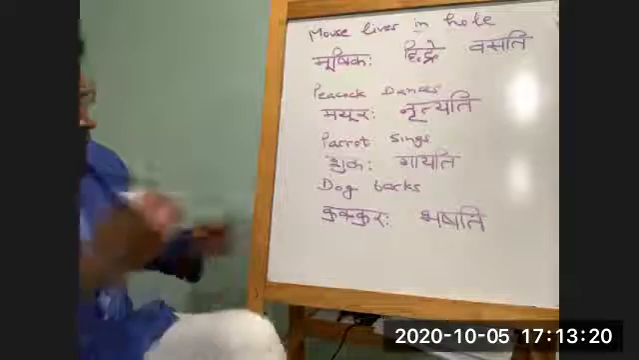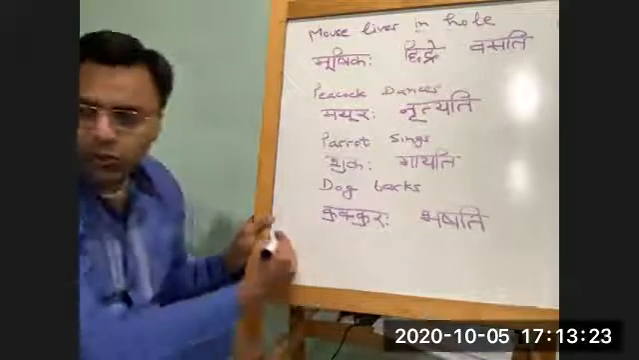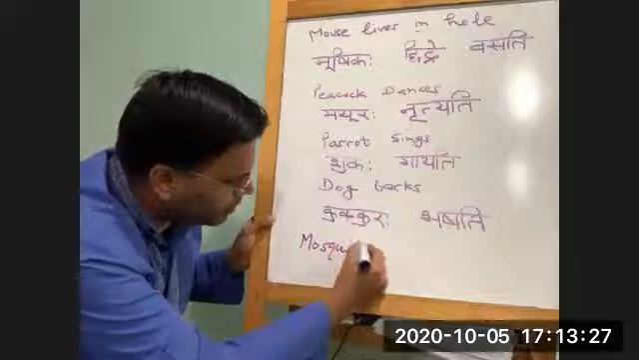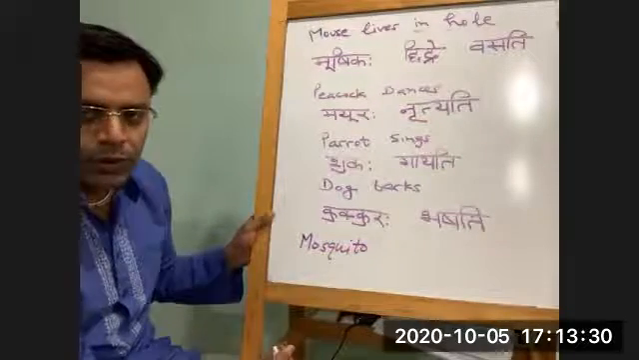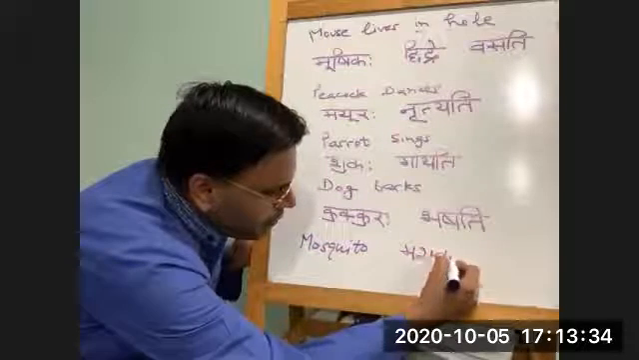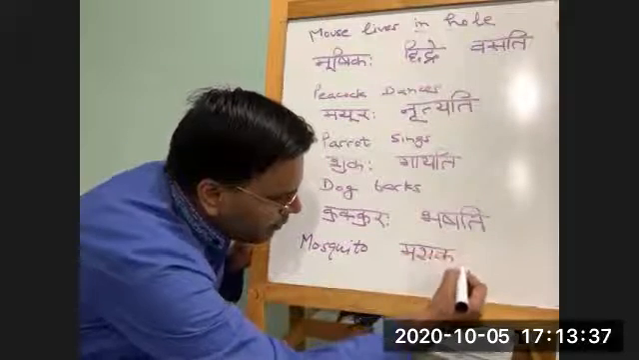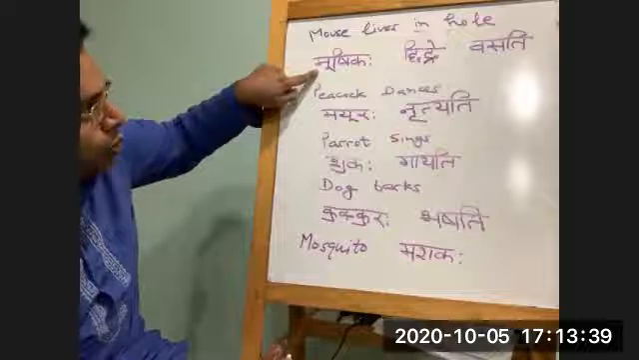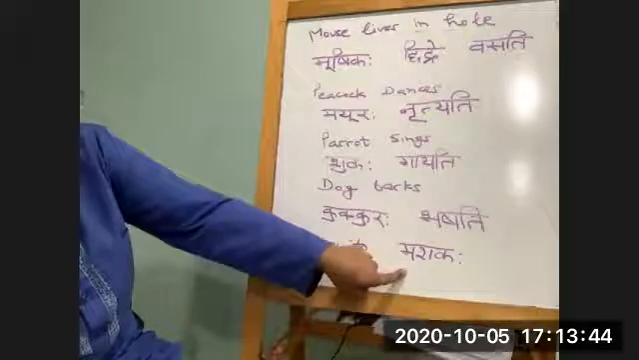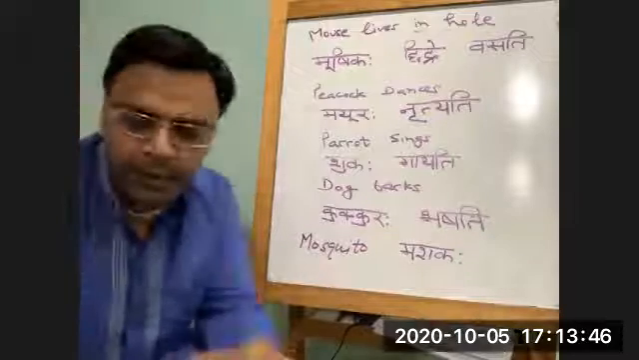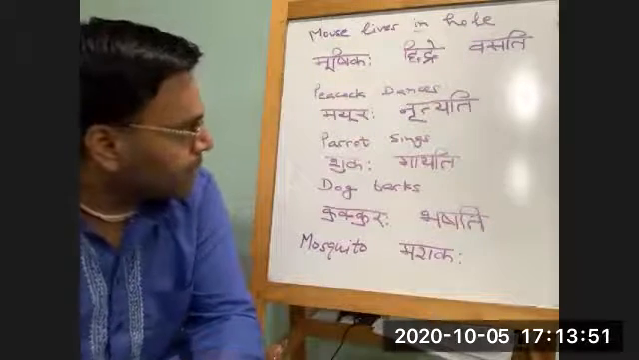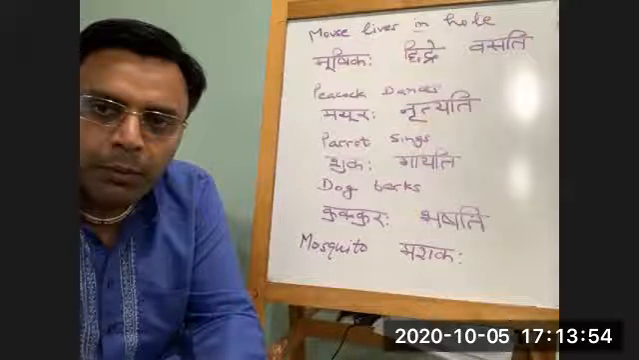Let me write here. I think we did not do that one. So mosquito. Okay, mosquito is mashakah. This is mushikah. Mushika is mouse. Mosquito is mashakah, machar. Okay, and we already did frog last time, I believe. Frog is called manduk.